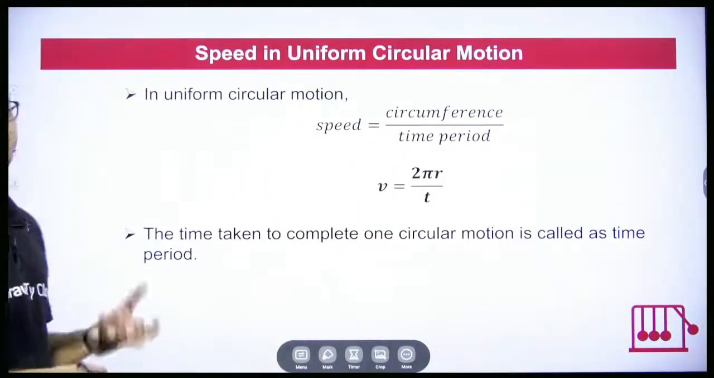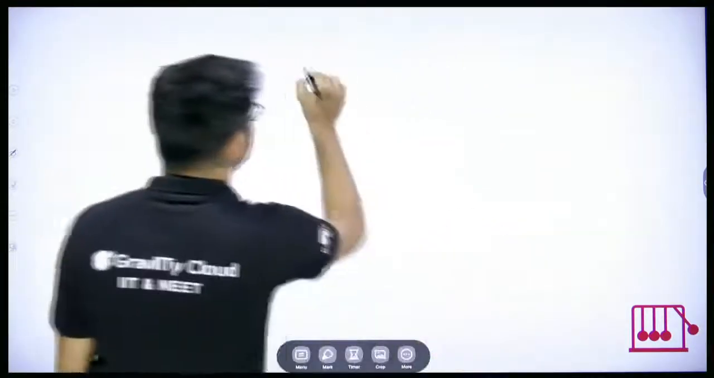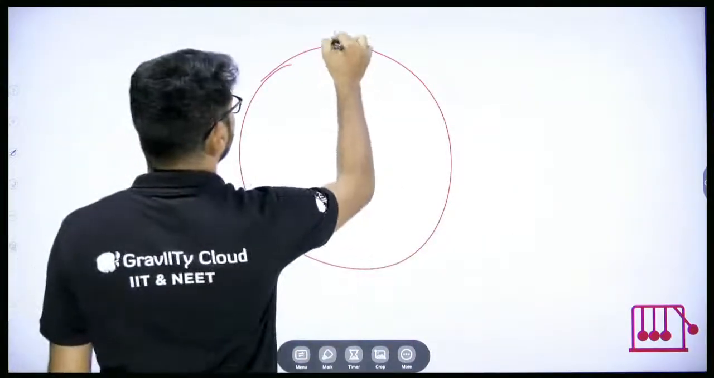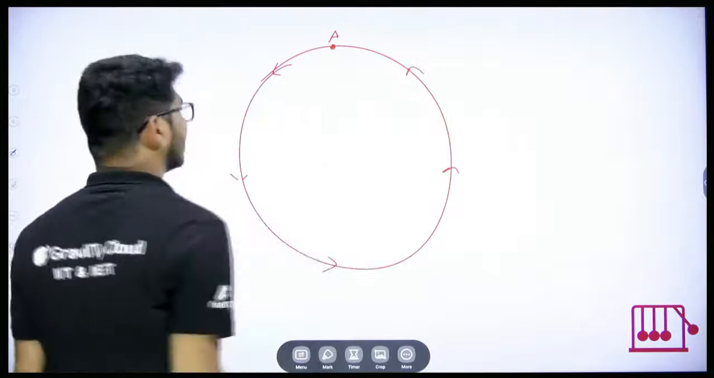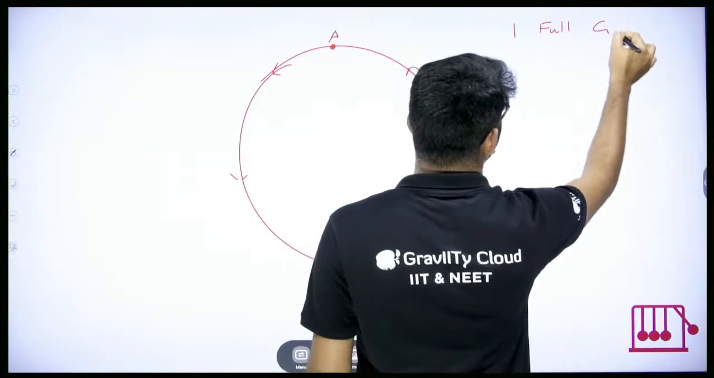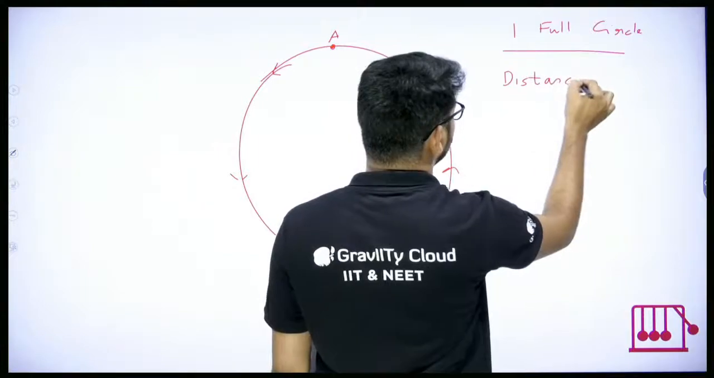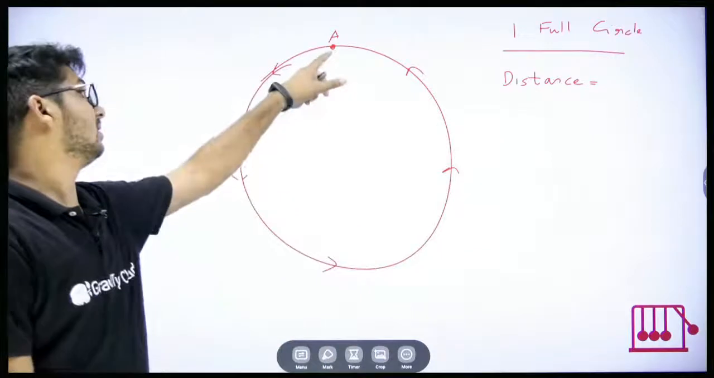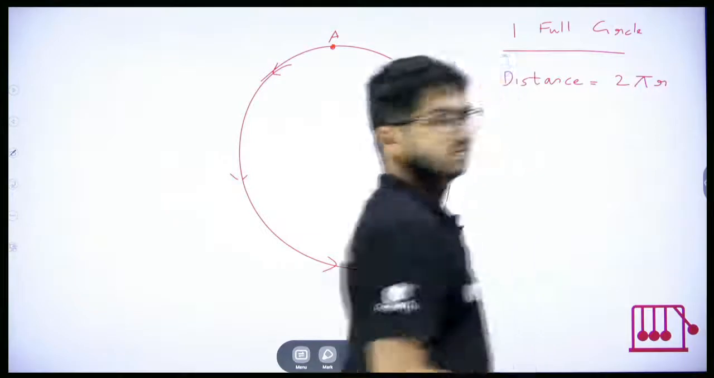So now we will go into speed. How to find out speed? We know that speed is distance by time. So again, if I take one complete circle, if an object is starting here at A and it goes along the complete circle and comes back to A, for one full circle, what will the distance be? Distance is the length of the path. For one full circle, the path is nothing but the circumference. So distance will be equal to 2 pi r.